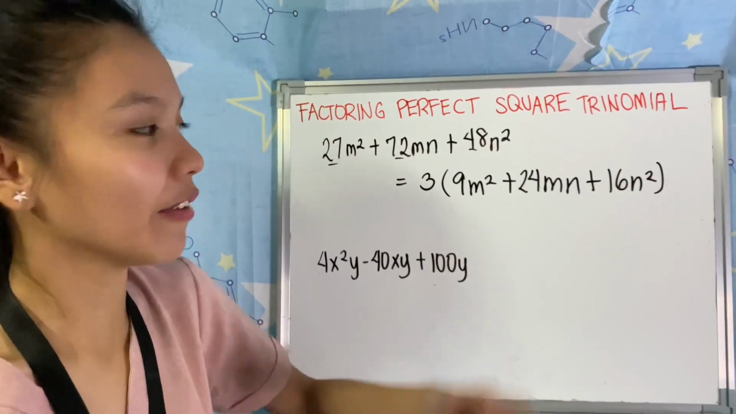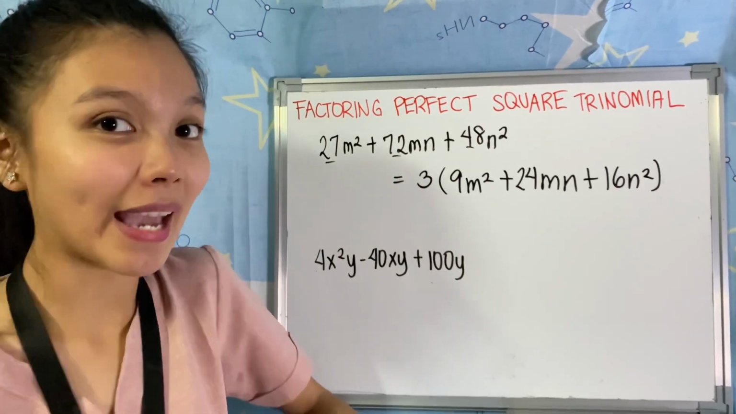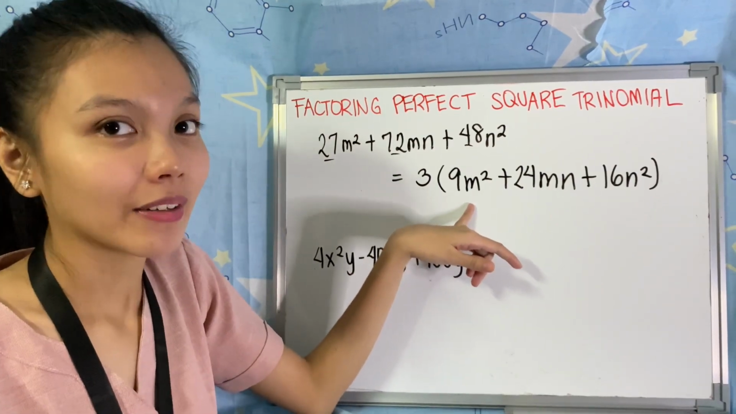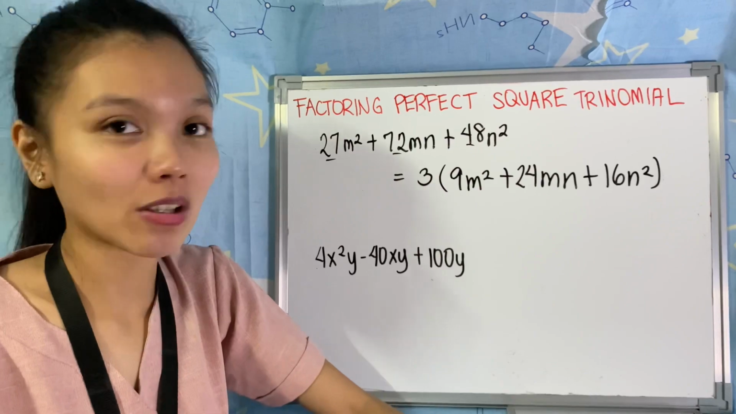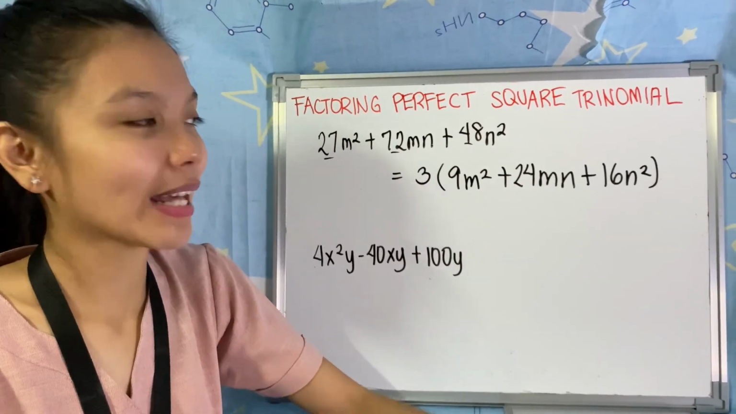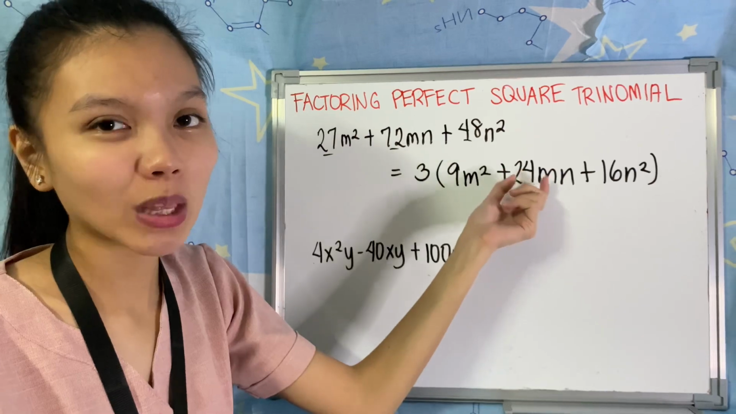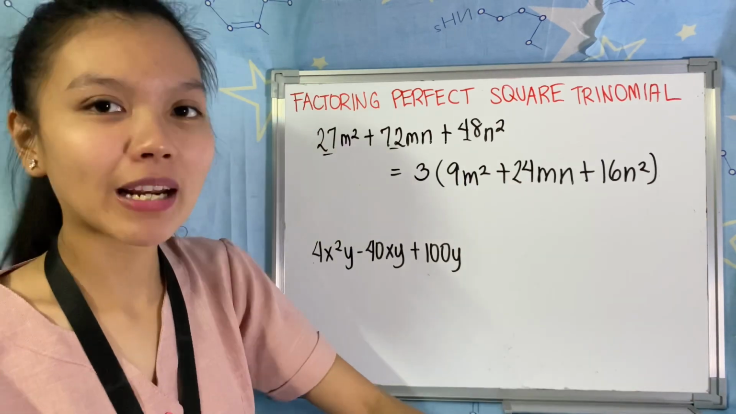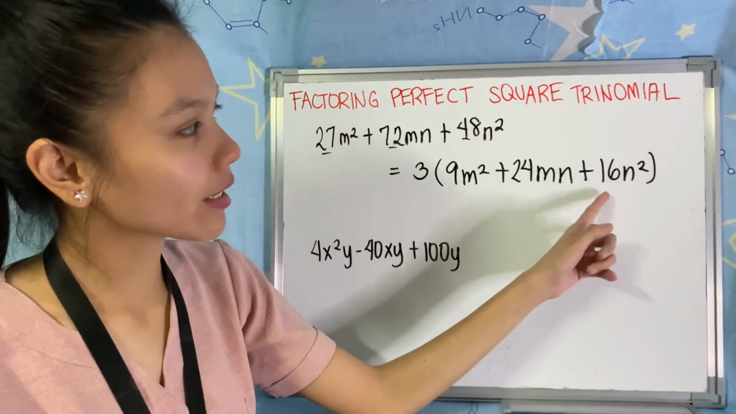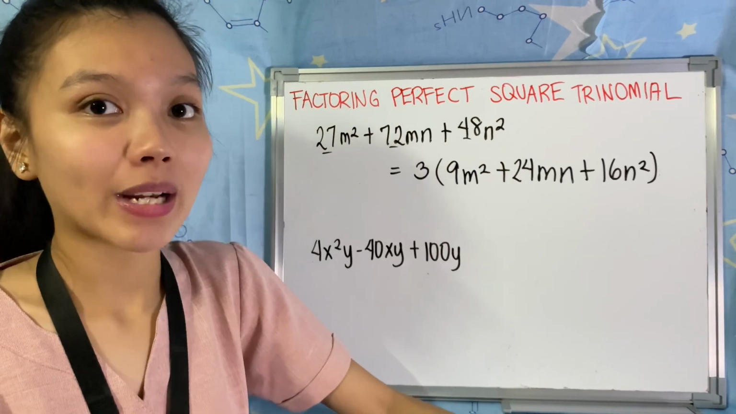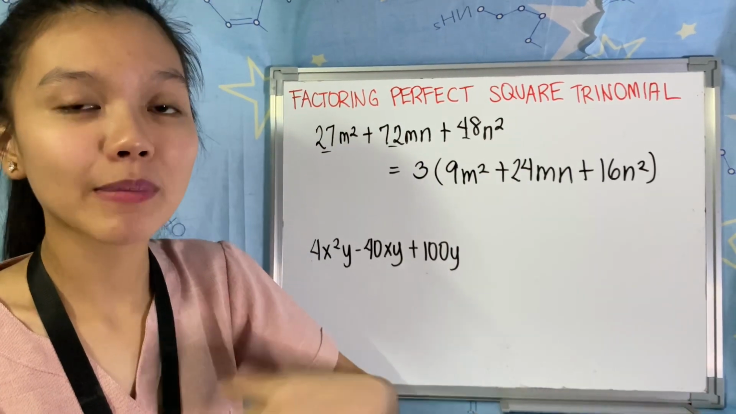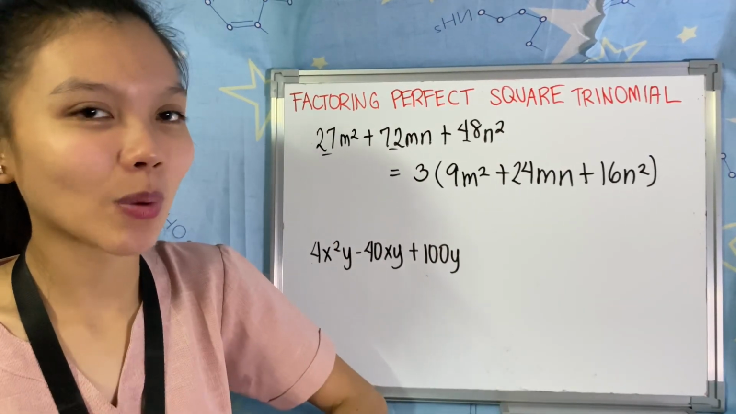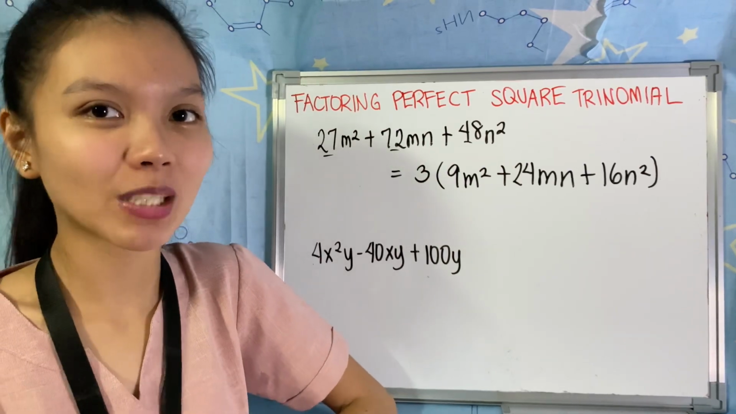So let's check if yung nakuha nating remaining factor ay perfect square trinomial. So 9m squared is a perfect square. Very good. Then 16n squared is also a perfect square. So let's just check the middle term if siya ay twice ng product ng first at last term. So we have the square root of 9m squared is 3m, and the square root of 16n squared is 4n. So 3m times 4n, that is 12mn, multiply by 2, that is 24mn. So siya ay perfect square trinomial.